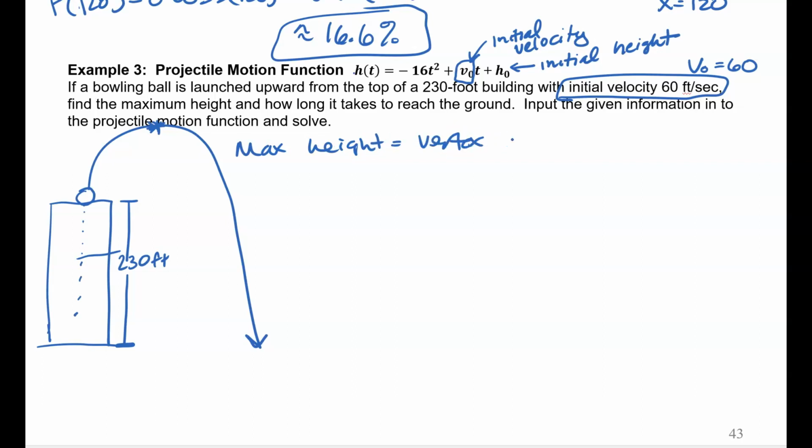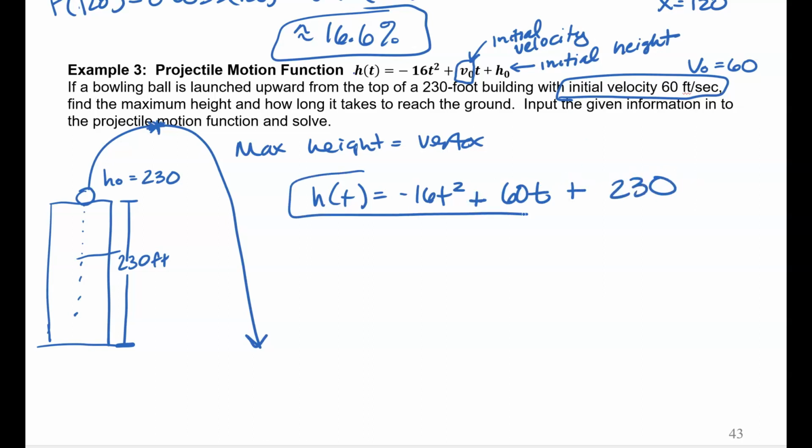So let's write down this equation. We've got initial velocity. Let's talk about initial height. If the ball is starting at 230 feet in the air, then the initial height is going to be 230. So my equation is going to be h of t equals negative 16t squared plus initial velocity 60t plus initial height of 230. That's your equation. So that's step one, figuring out what the equation is. And this confirms we've got a negative leading coefficient. It confirms that it's a facing down parabola, which is what this looks like.